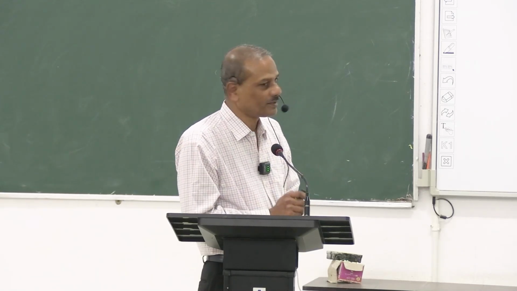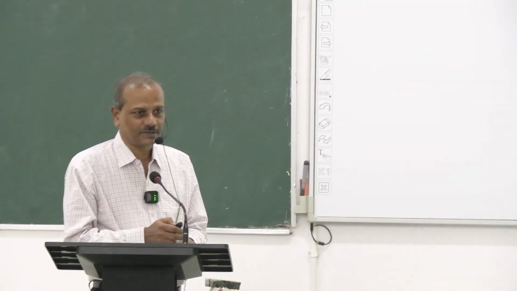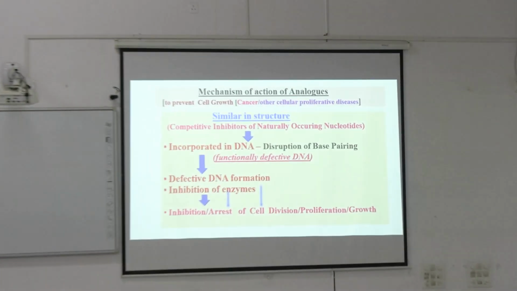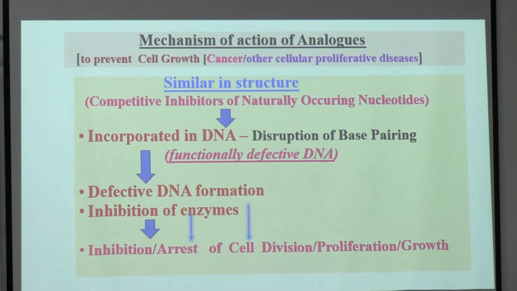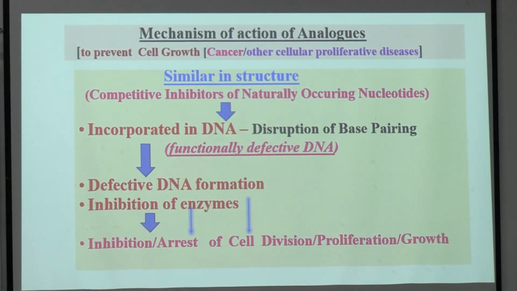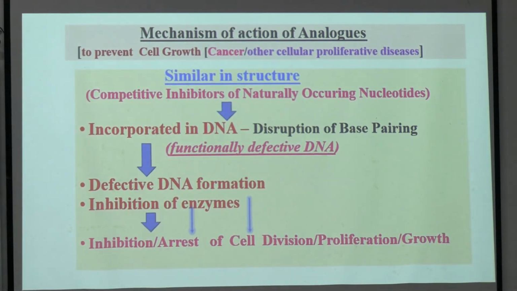So if they are given in high concentrations, they will compete with the natural substrate. So they will be incorporated in the DNA. And so functionally defective DNA will be produced, and that will cause arrest of the cell cycle, called cell death also, and that is what is desired in cancer, or in a highly proliferative disease, where cellular proliferation is very high.